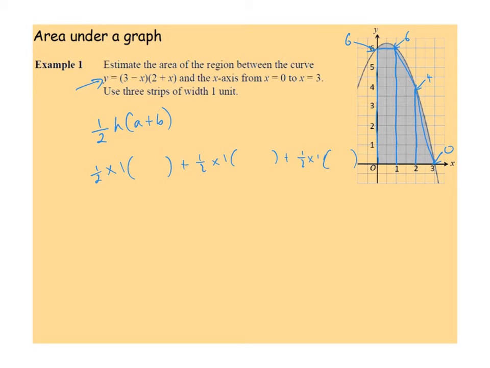And the first one, we've got 6, add 6. The second one, we've got 6, add 4. And the last one, we've got 4, add 0. So this is going to give us... I should put an approximately equals to here because we know we're not finding the exact area.